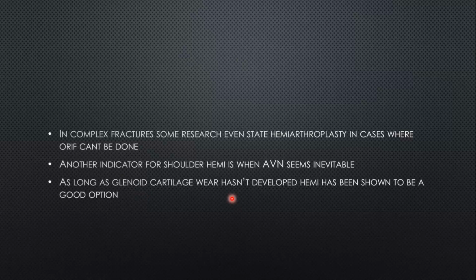We'll come into that. Another indicator for shoulder hemi is when the AVN, avascular necrosis of the humeral head, seems inevitable in complex fractures. As long as the glenoid cartilage wear hasn't developed, hemiarthroplasty in shoulder has been shown to be a good option, better than ATSA. So how do we know that AVN is going to set in?